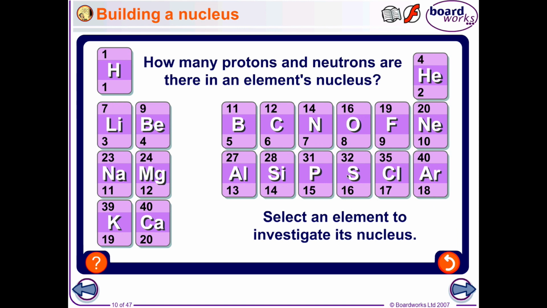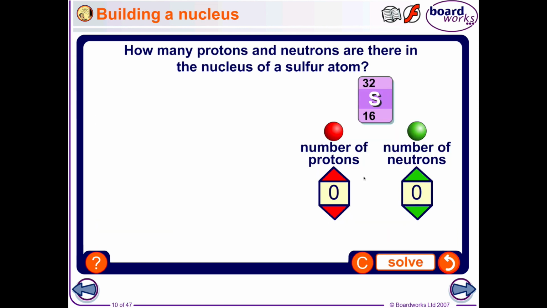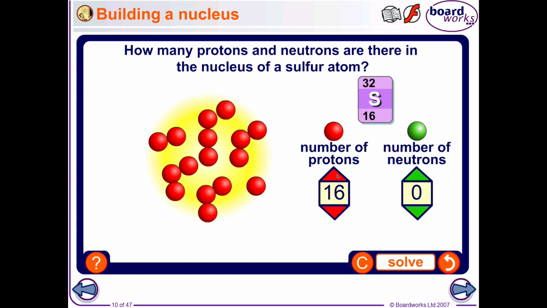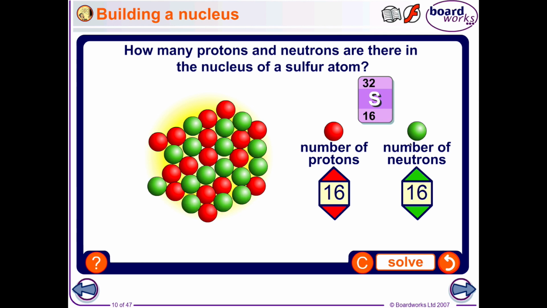Right, I'll pick a more tricky example now, for example, sulfur. Now, sulfur has 16 protons, so we'll just click that up very quickly. Now that's quite a large number, and then 32 is the mass. Now remember, the mass is the number of protons and neutrons, so therefore there must be 16 neutrons as well, and that will then give me the mass that I've got here of 32.